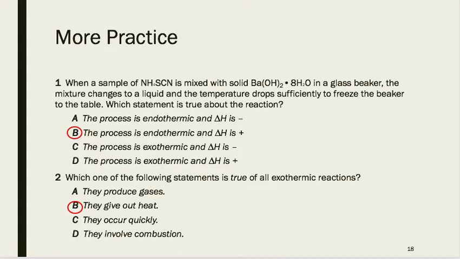Okay, let's take a look at number 2. Which one of the following statements is true of all exothermic reactions? Right, so if we have an exothermic reaction, exo, think of exit, that means energy is leaving or being released, and therefore they give out heat.